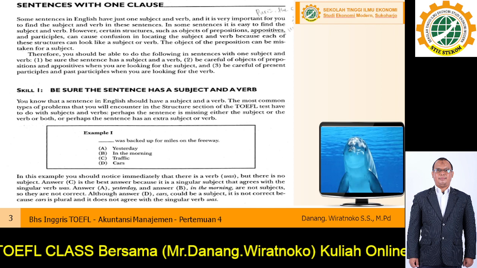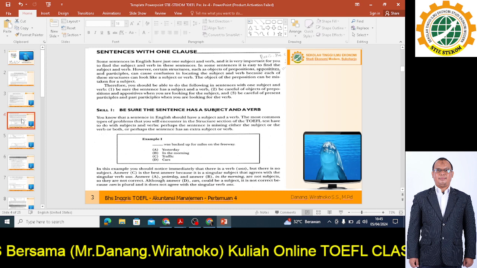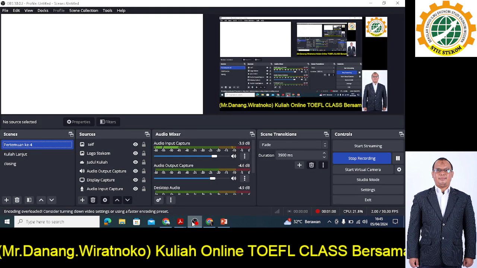Okay, skill number one, be sure the sentence has a subject and a verb. Okay, yang pertama kita lihat dulu skill yang pertama. You know that sentences in English should have a subject and a verb. The most common types of problems that you will encounter in the structure section of the TOEFL test have to do with subject and verb. Okay, yes. So basically, yes, we have to look for the subject and the verb, yeah. Because that's the main important thing. Okay, that's very, very important, as you can see.